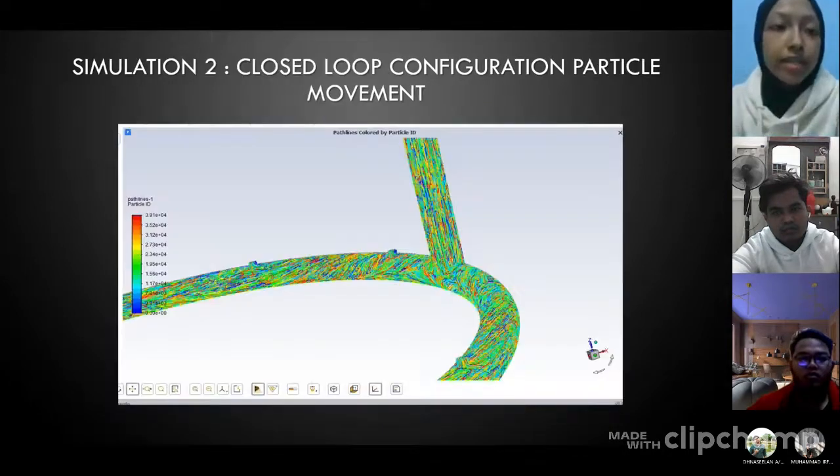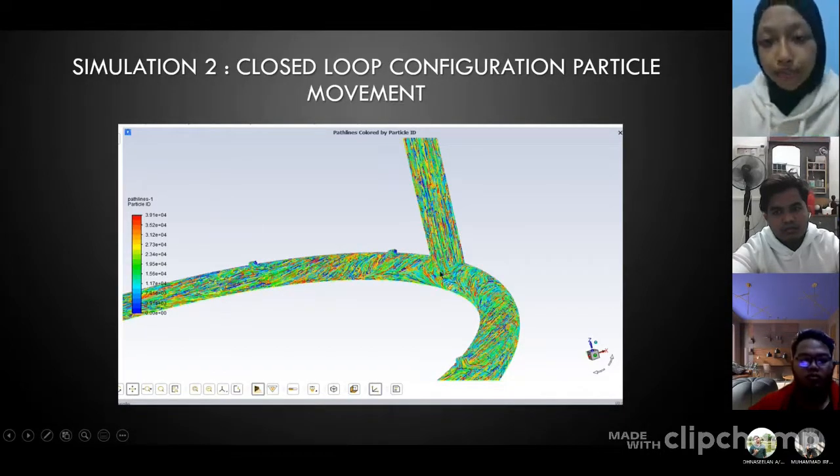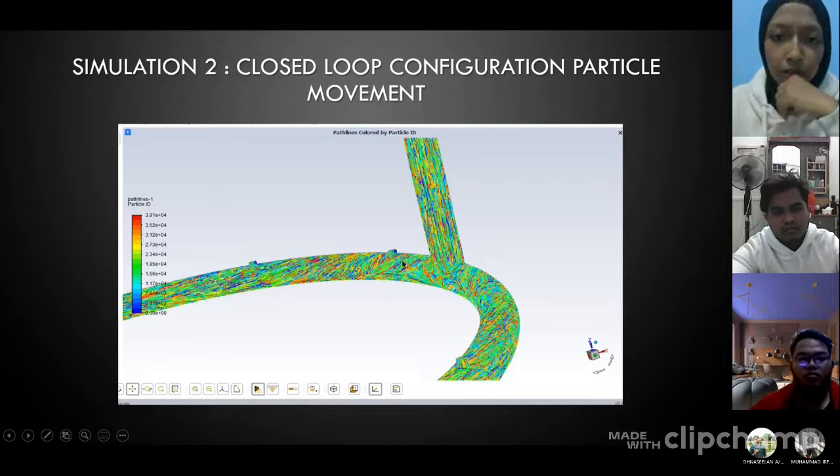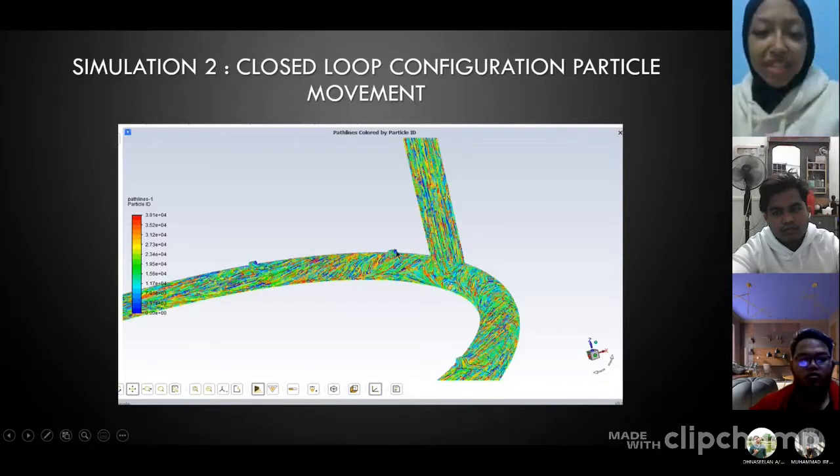And the second simulation is closed loop configuration particle movement. As you can see, in the closed loop, the movement at the inlet is greater than in the other parts of the pipe, and the outlet movement has bigger pressure than the other pipe sections.